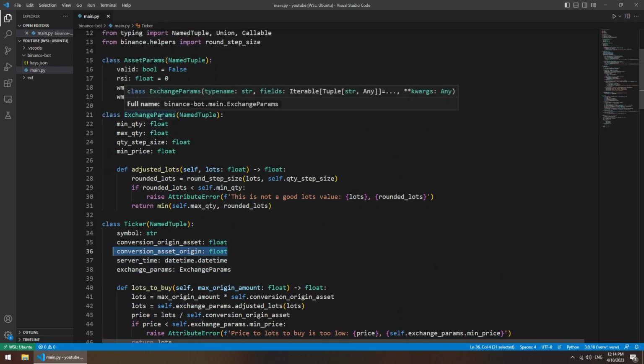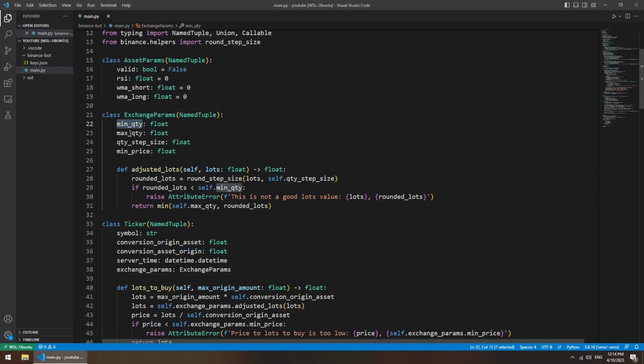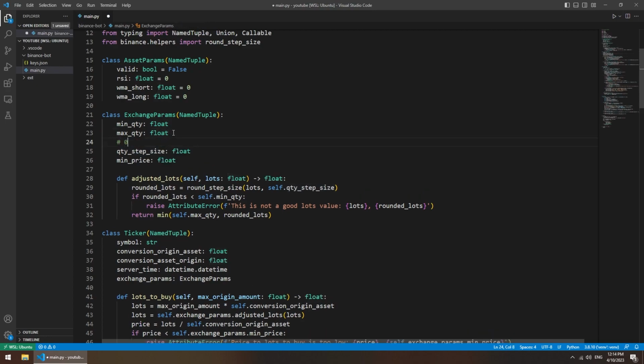Exchange params has 4 rules per symbol: the minimum quantity and the maximum quantity. Those are the minimum and maximum quantities that we can trade from this symbol. Let's say Ethereum, so the minimum and maximum Ethereum we can buy and sell. Then the quantity step size, which is the granularity of the quantity value. So for instance, if the quantity step size is 0.01, the actual quantity we can trade is, for instance, 0.01, 0.02, and so on. But we cannot trade values like 0.001, since this is not in the correct granularity.